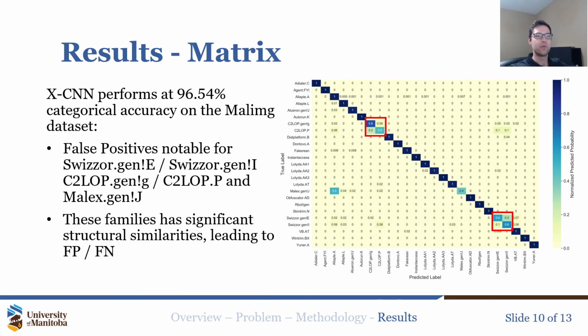Another thing to note is that C2LOP and Swizzer are the only troublesome families that we've noted between two families. But one other thing to note is that we had poor classification with one particular malware family, the Malex Gen J family. About 50% of the time, give or take, it was classified as Elapole when it should have been Malex. These families have significant structural similarities. Not only do they belong to the same family, but as we show in the next slide, there are significant issues even amongst literature and other models in classifying these particular families. So these lead to high false positive and false negative rates.